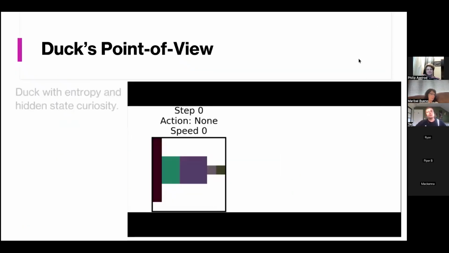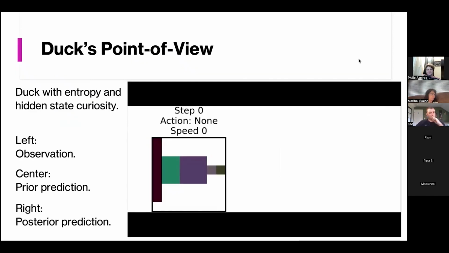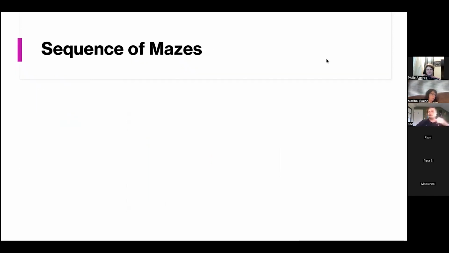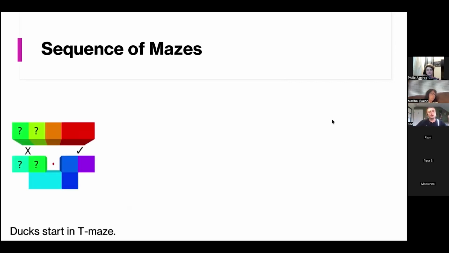So there's one more example. I hope this one won't take too long, but we can spend as long as we want. Instead of having one maze, a biased T maze, what if we have a sequence of mazes? One maze which is expanding over time. So let's start with this really easy maze.